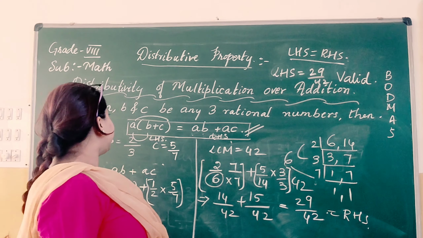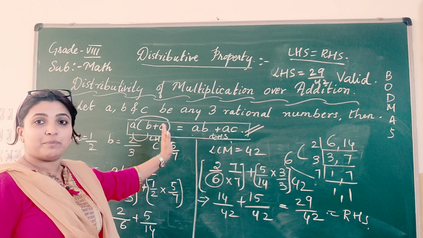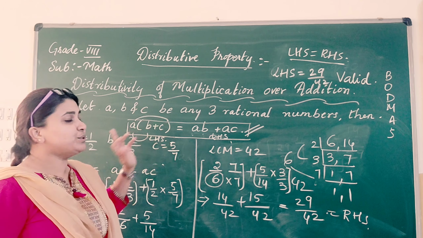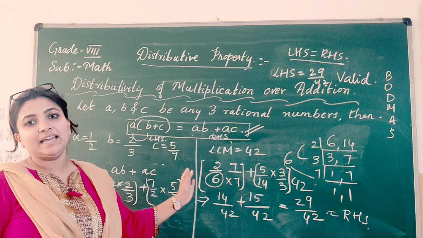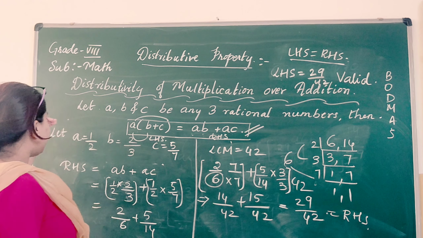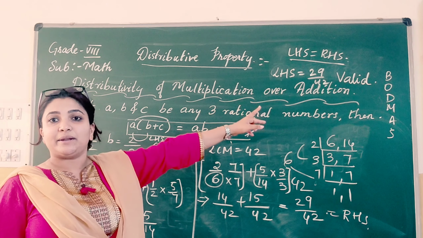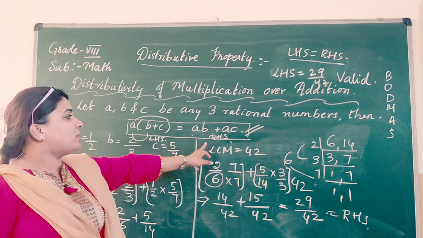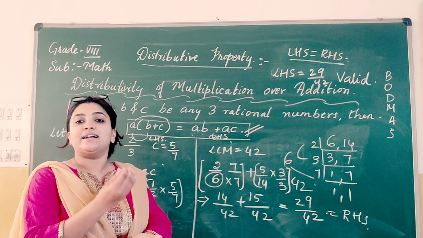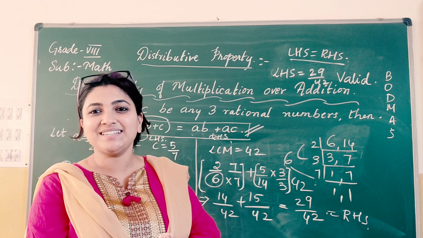Clear? So what I did, first thing is, this is the formula: A into B plus C is equal to A into B plus as it is A into C. I have taken any three rational numbers. Then I have solved first for LHS. I got the answer as 29 by 42. Again I solved for RHS. Again I got 29 by 42. So by this we say that distributivity of multiplication over addition is valid.